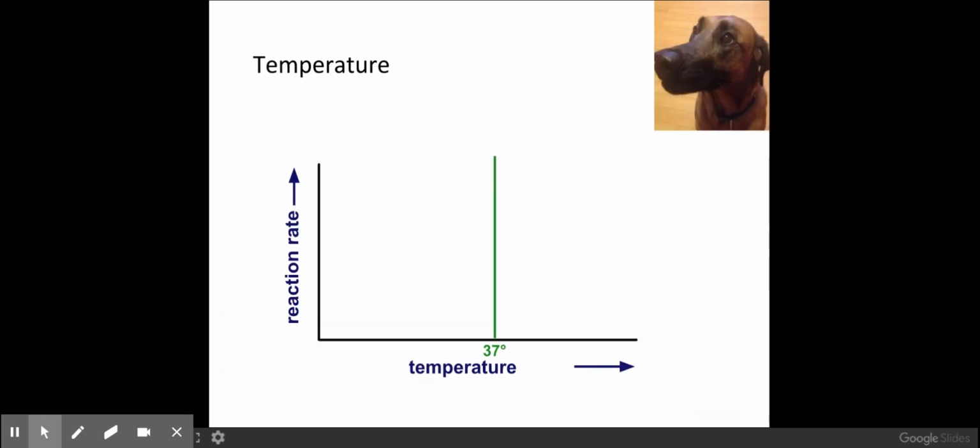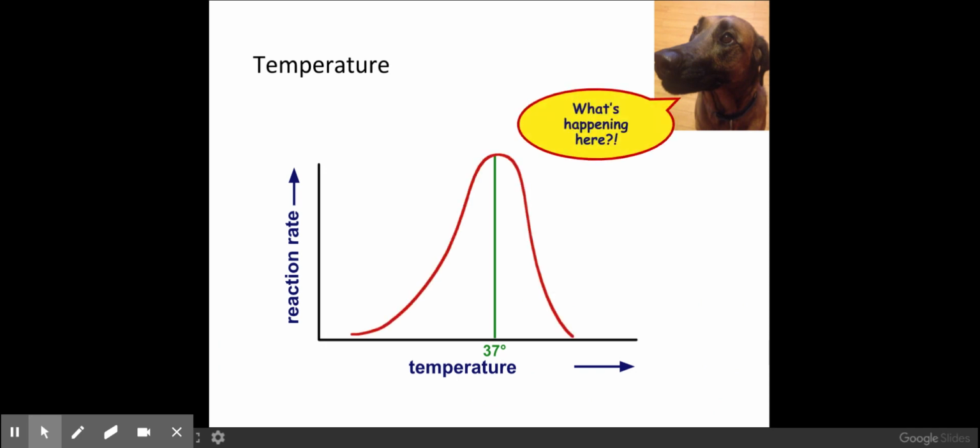All right, here we have temperature. So let's take a look at what's happening in this particular graph. So this looks a little bit different, right? So we have increasing temperature and we have the reaction rate again. So how quickly are you breaking down whatever your substrate is into products. And here at 37 degrees on this graph, we have it increasing until it peaks here, and then all of a sudden it starts to decrease.